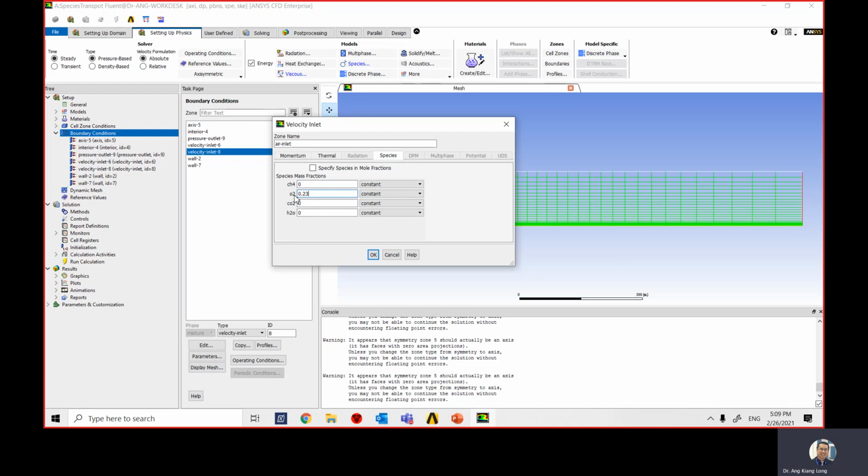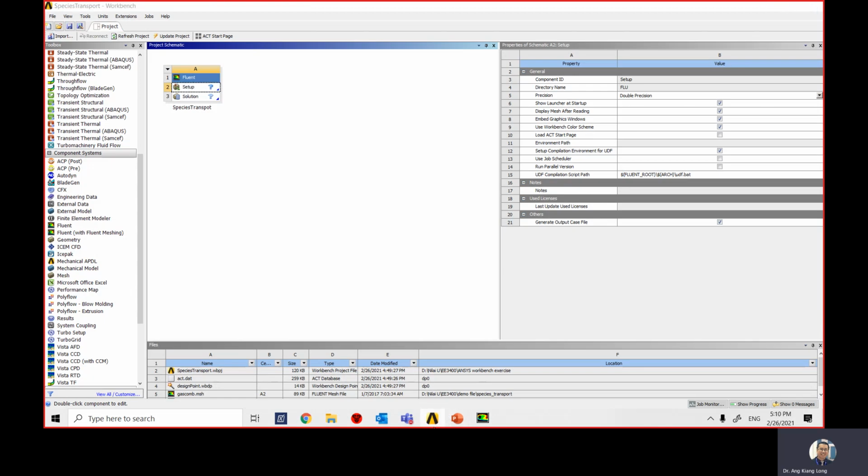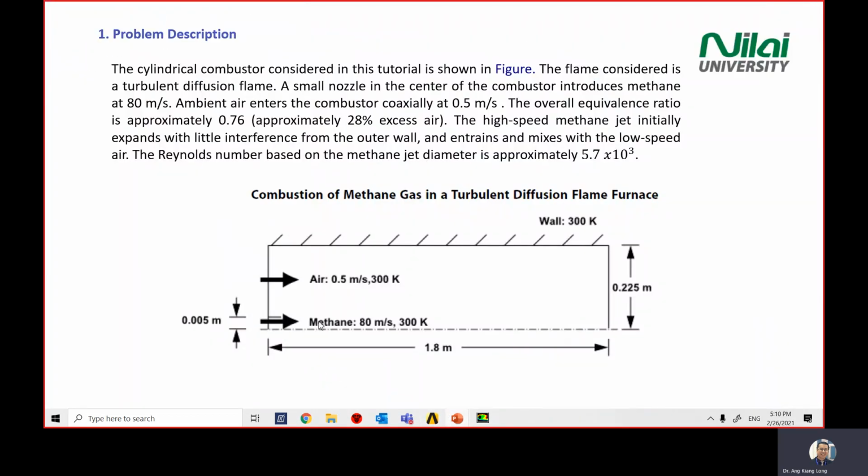So after that, we have defined our air inlet. Then we'll click OK. The next step is that we'll define our fuel inlet, which is here. We define the parameters for our fuel inlet: methane, 80 meters per second, 300 K. And our diameter will be 0.005 times 2, which is 0.01, later on in our setting.